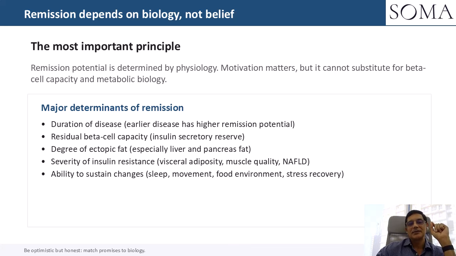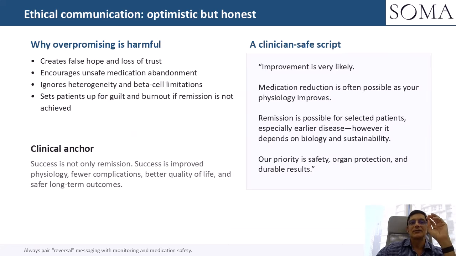That is why early diabetes is generally more reversible than late diabetes, and that is why promising reversal to every patient is unethical. It creates false hope. It also can lead to medication abandonment, and it can damage trust when remission does not happen.